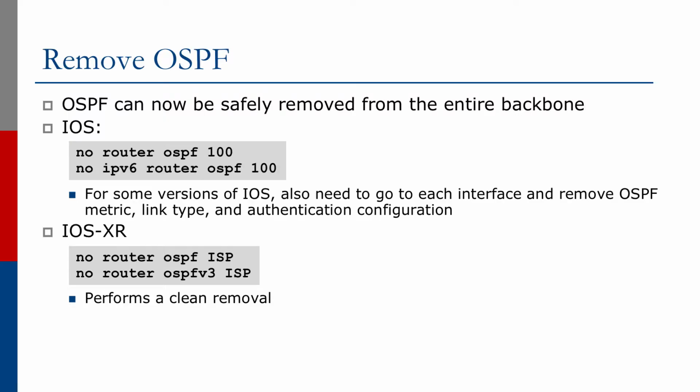Once this has been done, we can remove OSPF from the entire backbone. In Cisco IOS, you simply log into the router, and "no router ospf" and "no ipv6 router ospf" will remove all the OSPF configurations. Note on some of the older versions of IOS, you may also need to go to each interface and remove the OSPF metric, link type, and any authentication configurations. The newer versions clean this up very well. In IOS XR, the "no router ospf" and "no router ospfv3" commands perform a clean removal of the protocol.